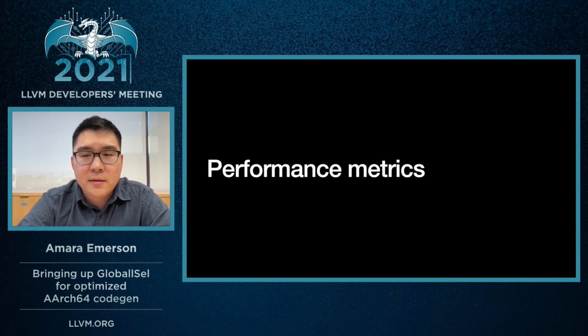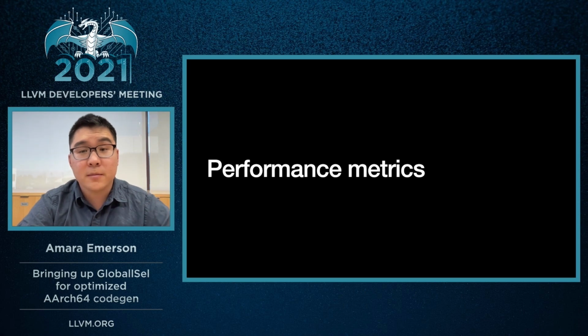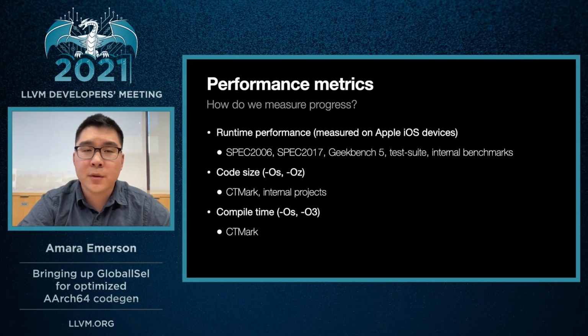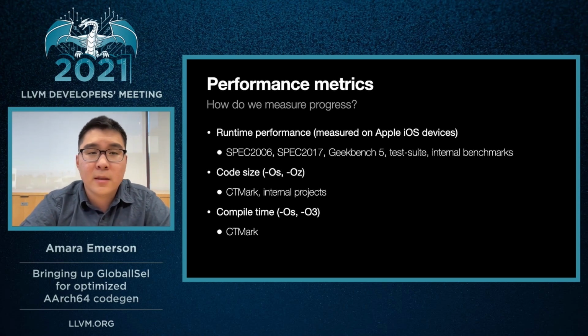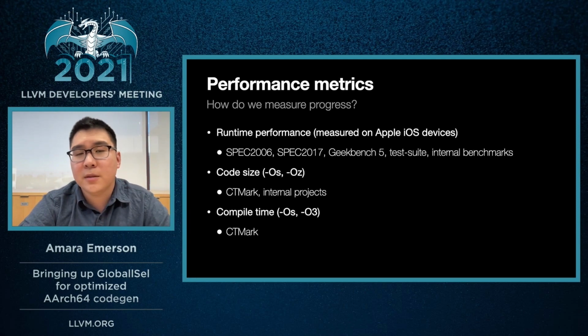We'll cut to the chase and present our performance data first. First of all, let's define what these performance metrics are. We have three main things that we're measuring. First is runtime performance, and we measure this on Apple iOS devices. And these benchmarks are some of the standard industry ones. So we have SPEC 2006, 2017, Geekbench, the LLVM test suite, as well as some internal benchmarks.